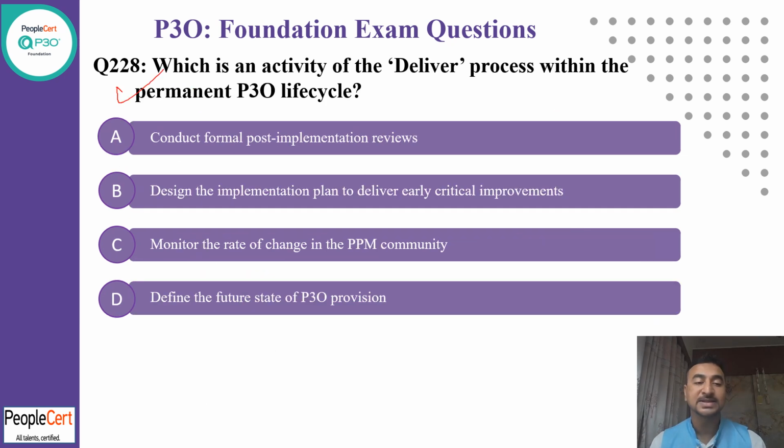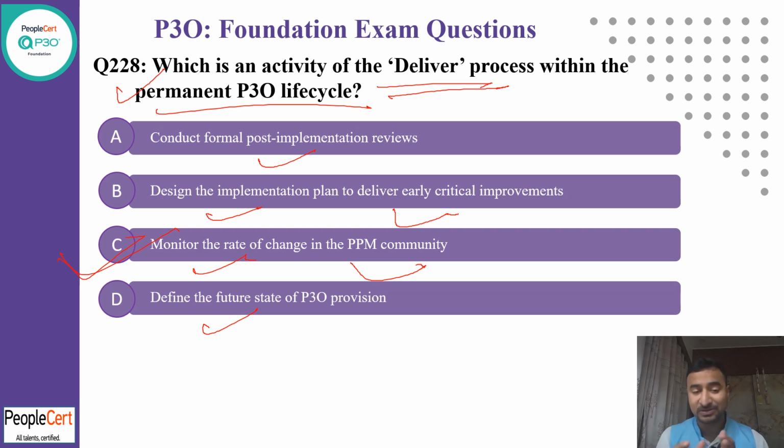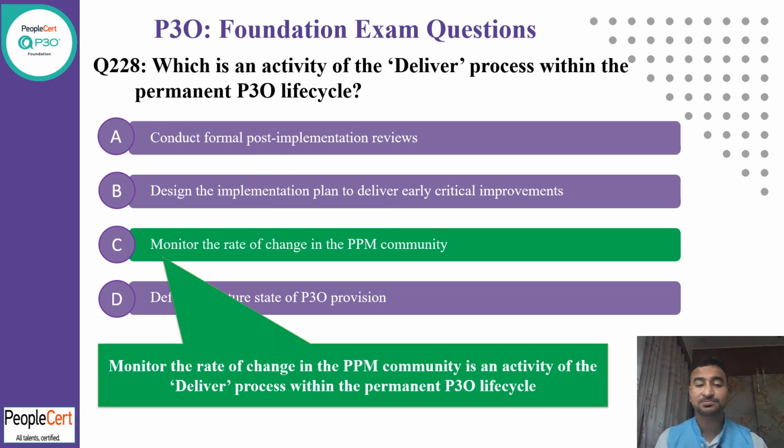Question number 228 says, which is an activity of the deliver process within a permanent P3O lifecycle? Conduct a formal post-implementation review. Design the implementation plan to deliver every critical improvement. Monitor the rate of change in the PPM community and define the future state of the P3O. So I believe C, closely monitor the process and P3O maturity, is the correct answer, as we do that in the deliver stage.